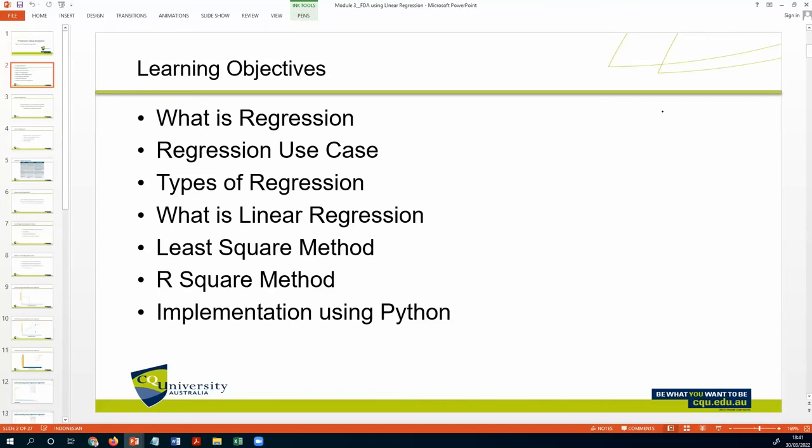What are the competencies that I want you to have after the class? First, that you know what regression is. What are the regression use cases? What are the types of regression? What is linear regression, whether single or multilinear regression? And then the least squares method, the R-square method, and how to implement linear regression using Python.